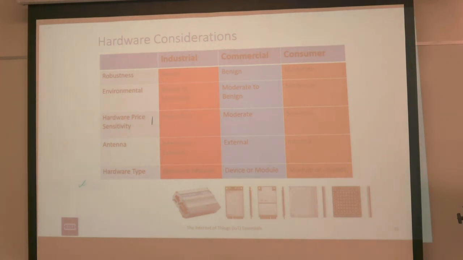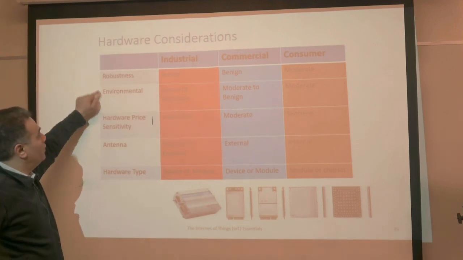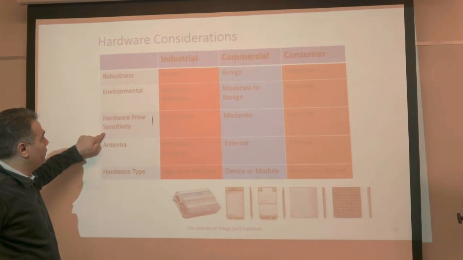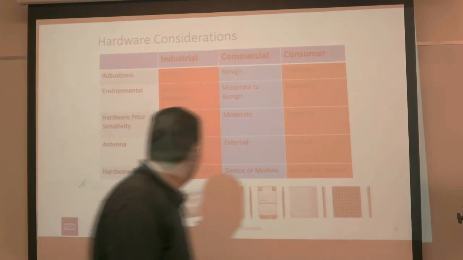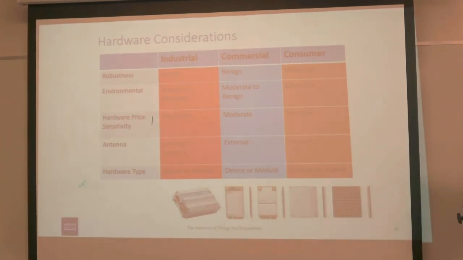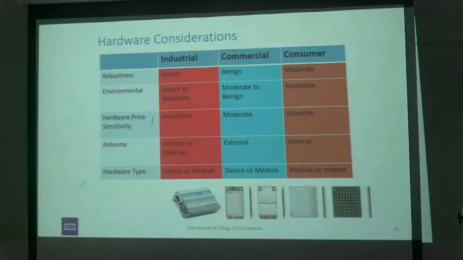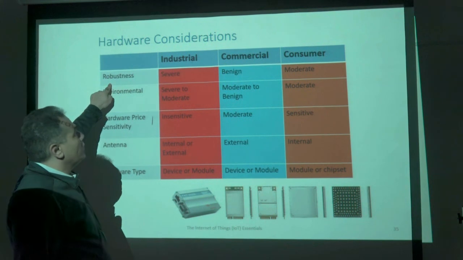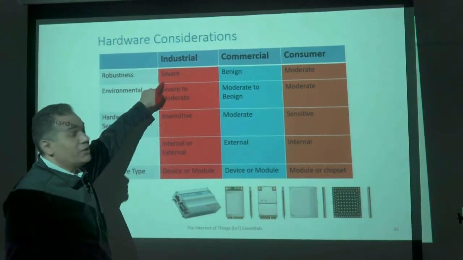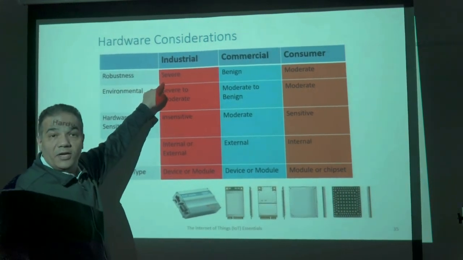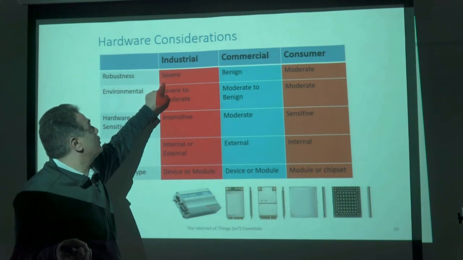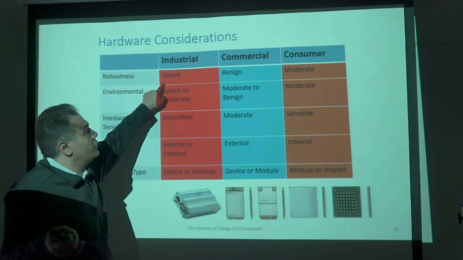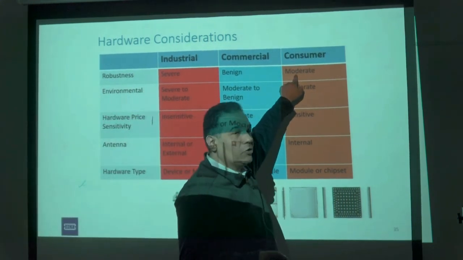So look at this, this is very interesting. When you look at the hardware considerations, what do you consider for the hardware? You consider, for example, robustness, environmental, hardware price, sensitivity, antenna, and hardware type. I'm not sure if you can see. Let's take a look at this. For industrial, for example, what kind of robustness are you going to need? Severe. And industrially, they have the money to buy a very robust device. But for a customer at home, moderate.